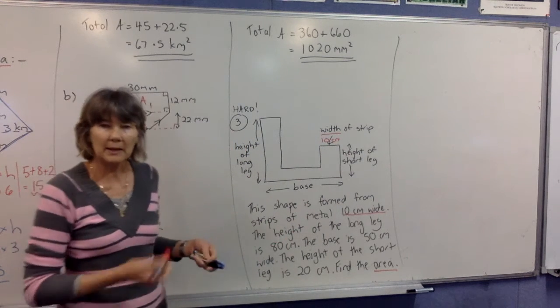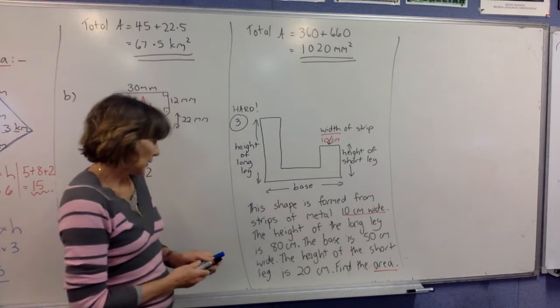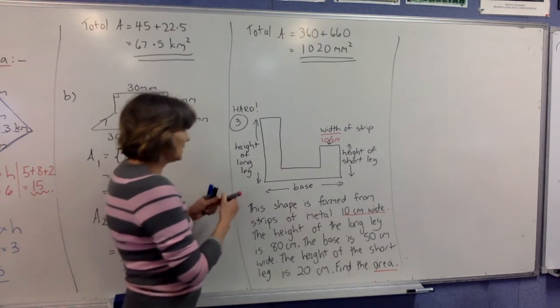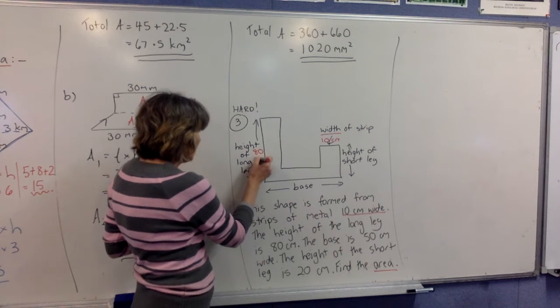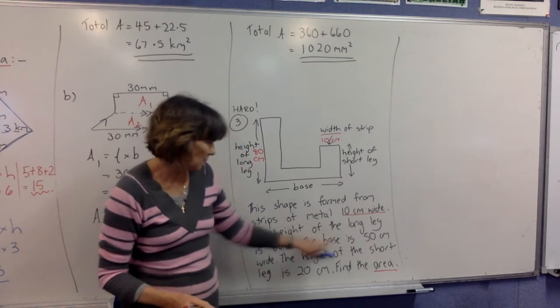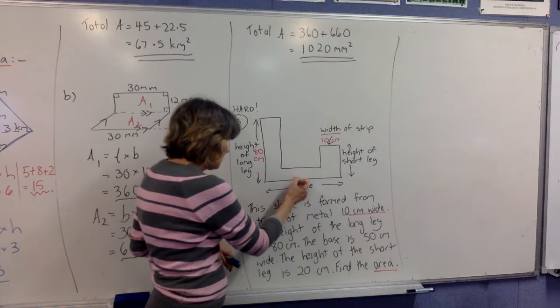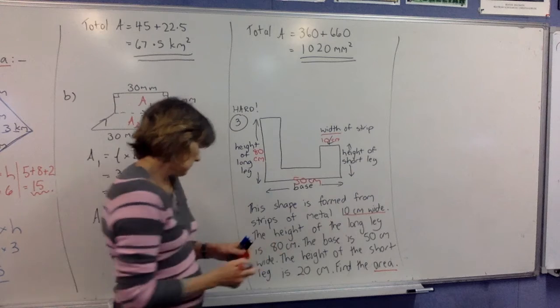Okay, just do it in red pen so you can see you're adding these on. Right, the next one says the height of the long leg is 80 centimetres. So that's easy enough. You can just write 80 centimetres on that side. Then it says the base is 50 centimetres wide. So the base is 50 centimetres.